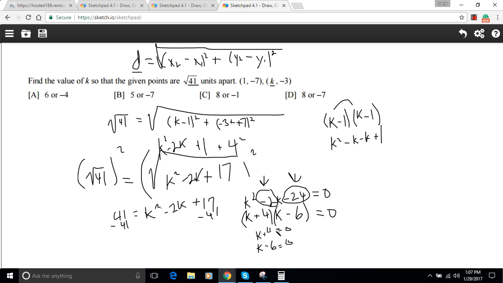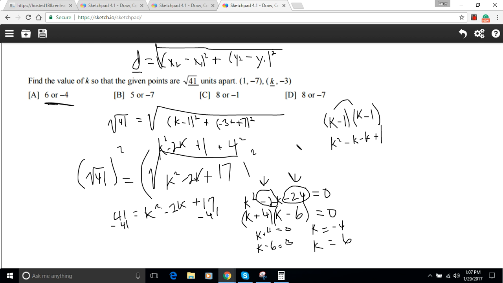So k plus 4 equals 0. I would just subtract 4 from each side, and I would get k equals negative 4. And k minus 6 equals 0. I would add 6 to both sides, and I'd get k equals a positive 6. And lucky for us, that is one of the answer choices. So we must not have made any mistakes along the way. So that's great. So this is sort of the traditional way to solve a problem like this.